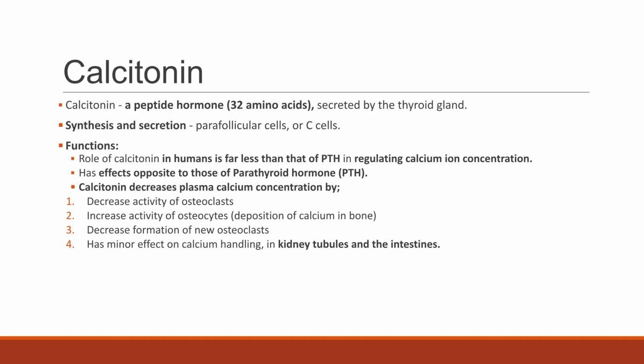Calcitonin is a peptide hormone secreted by the parafollicular or C cells of the thyroid gland. Its role in humans is minor compared to parathyroid hormone in calcium regulation. It decreases plasma calcium concentration by decreasing osteoclast activity, increasing osteocyte activity, and decreasing new osteoclast formation.